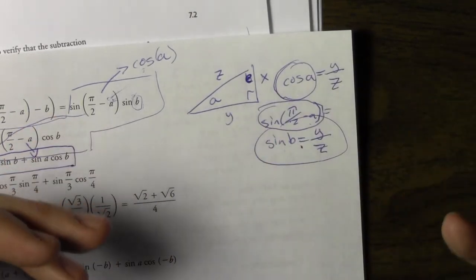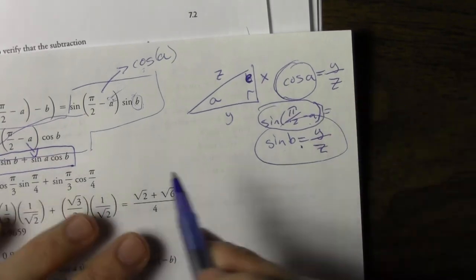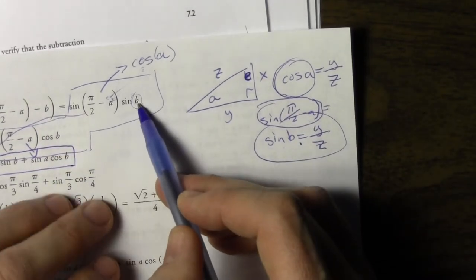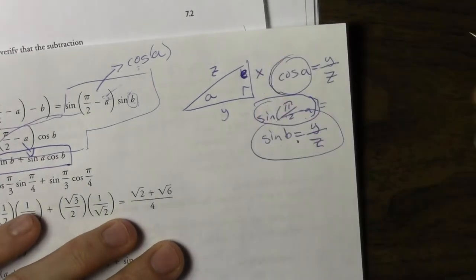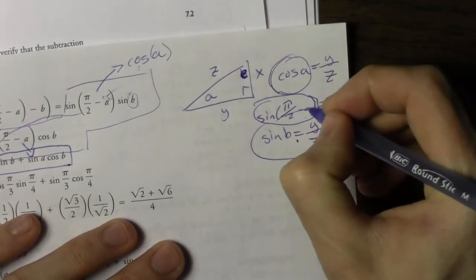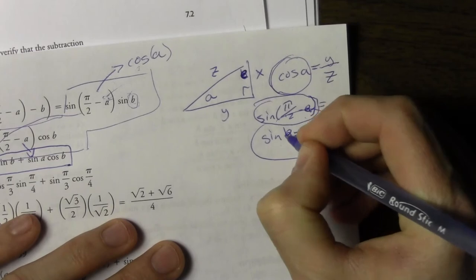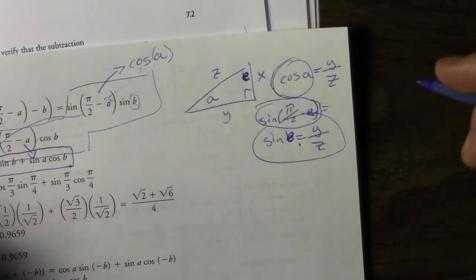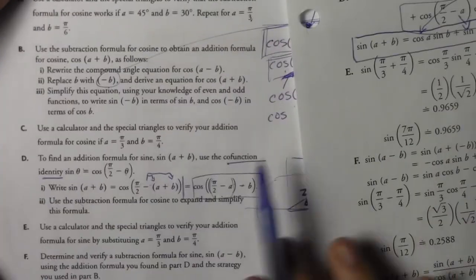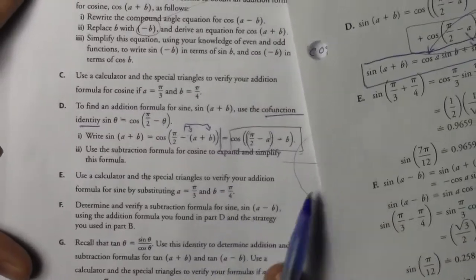Doesn't have to be. I just used the letter B to prove it here. But that doesn't mean that that B is the same as this B. So this could have been E here, and this would have been E. Okay? That's why. All right. Next one, E.